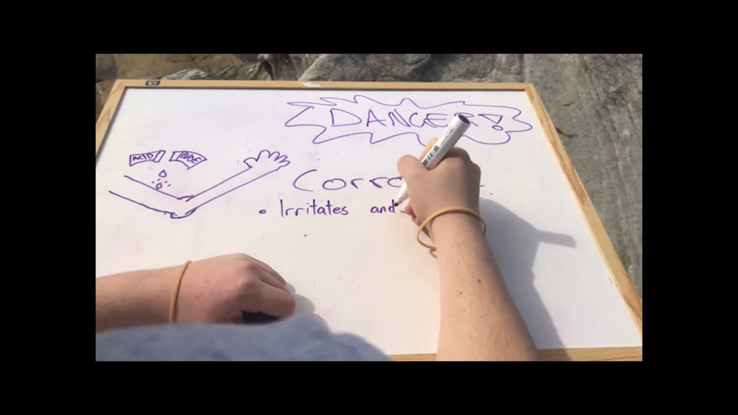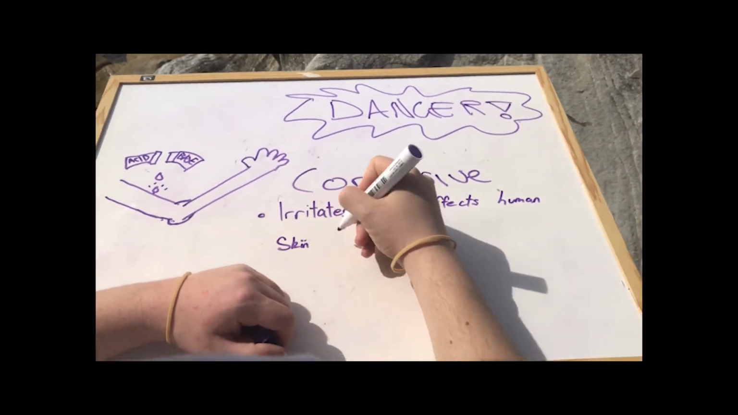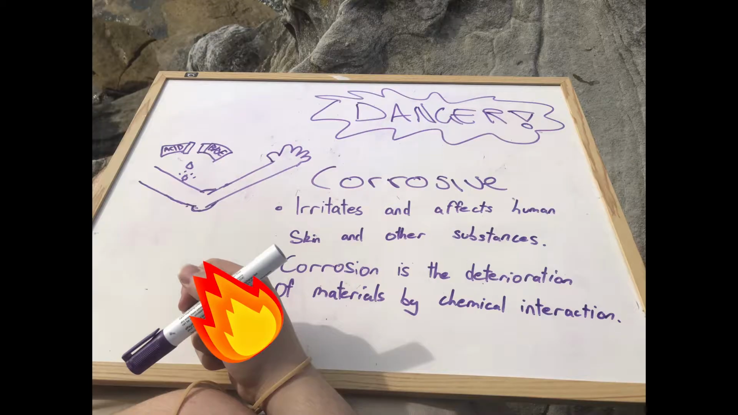A corrosive substance is one that will destroy and damage other substances with which it comes into contact. Corrosion is also the deterioration of materials by chemical interaction. It is known to also irritate and affect human skin.